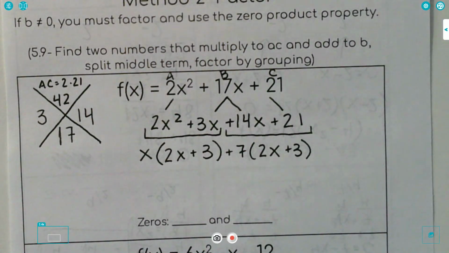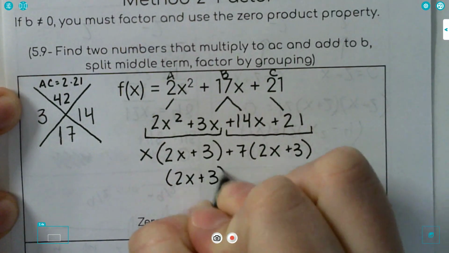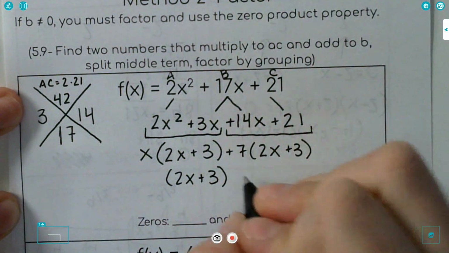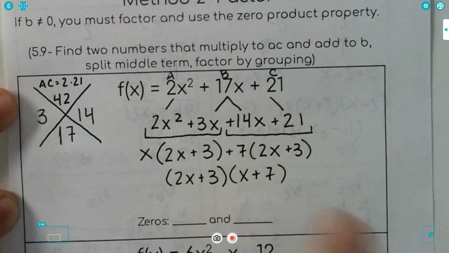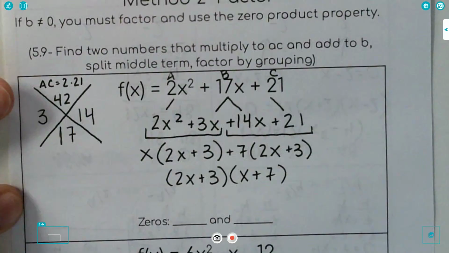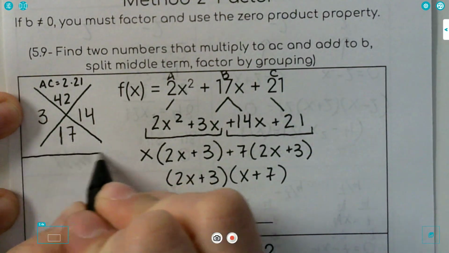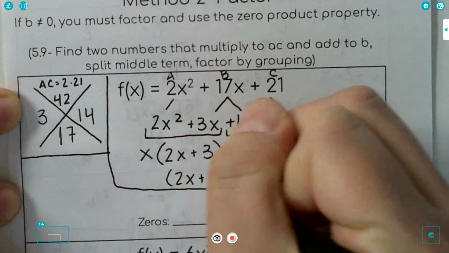Okay. And then from there, I can write my factored form. So my two sets of parentheses match, that's going to be one part of my factored form, 2x plus 3. And then my x plus 7. So my x comes from right there, and my 7. Those are my two GCFs. They make the other part. Any questions right now?